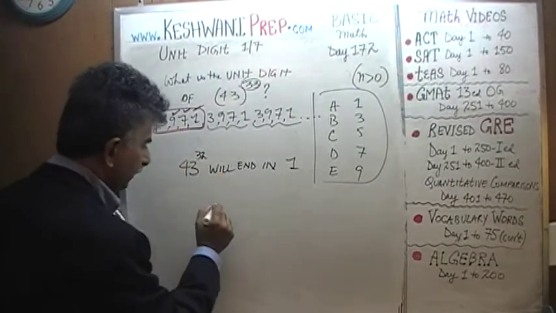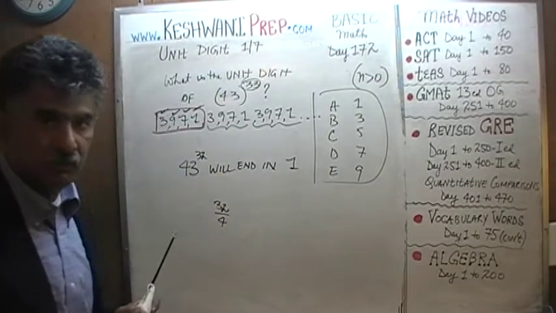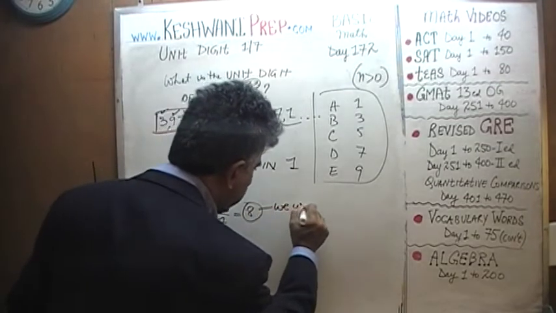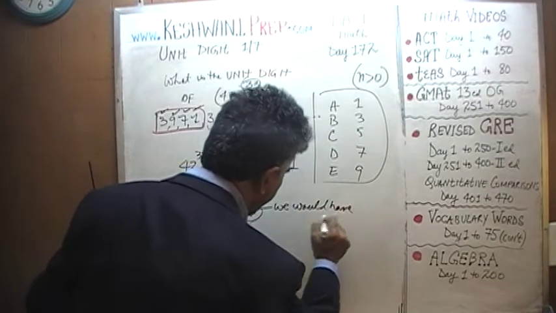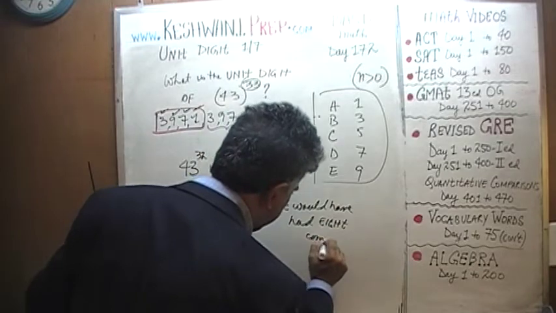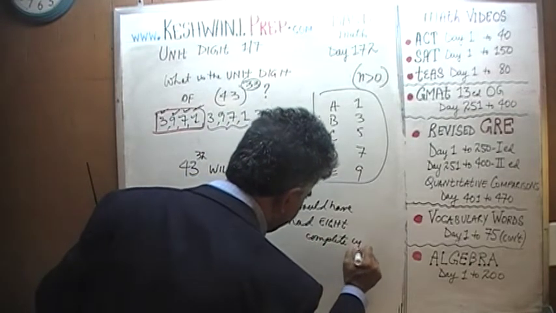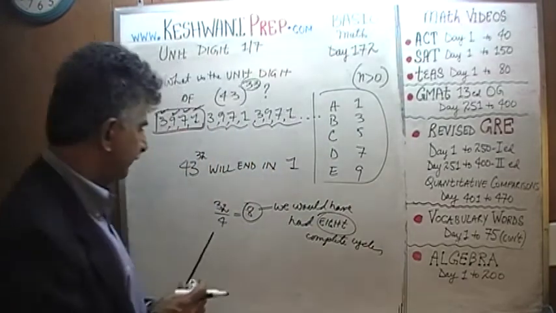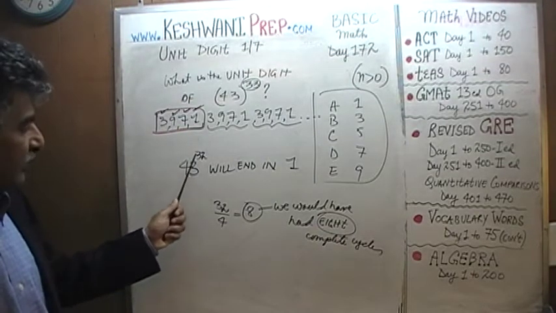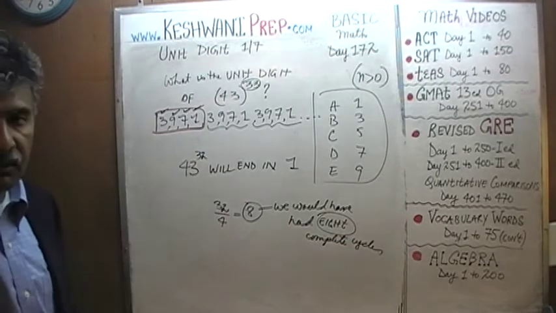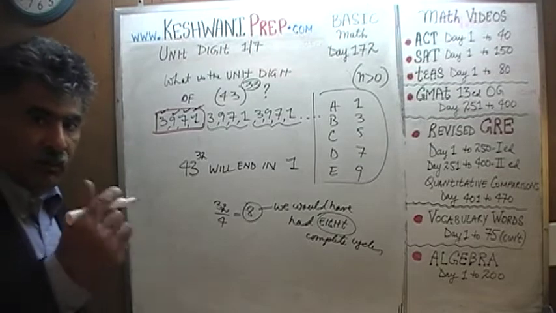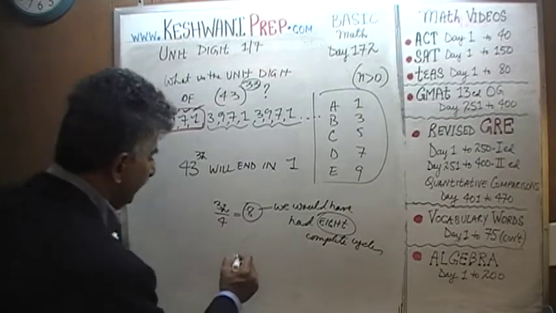If we had 32, 32 is evenly divisible by 4. We would have had 8 complete cycles if we had 43 raised to 32. We do not have 43 raised to 32, we have 43 raised to 33. Well, it's very simple. We'll have 8 complete cycles and then we have one more to go. So if you have one more to go, it's going to be the very first one in the next series.